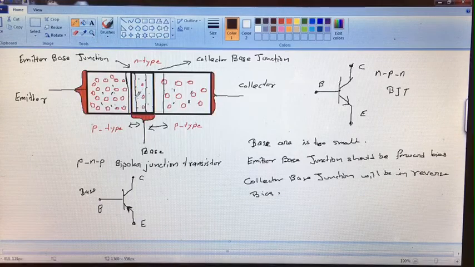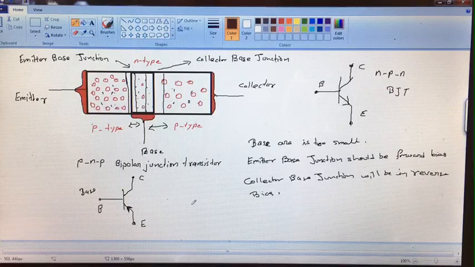Okay, is it clear to everyone? I think so. Now we will discuss in our next lecture how to supply current and voltage to the bipolar junction transistor. One thing more: why is it known as bipolar junction transistor?